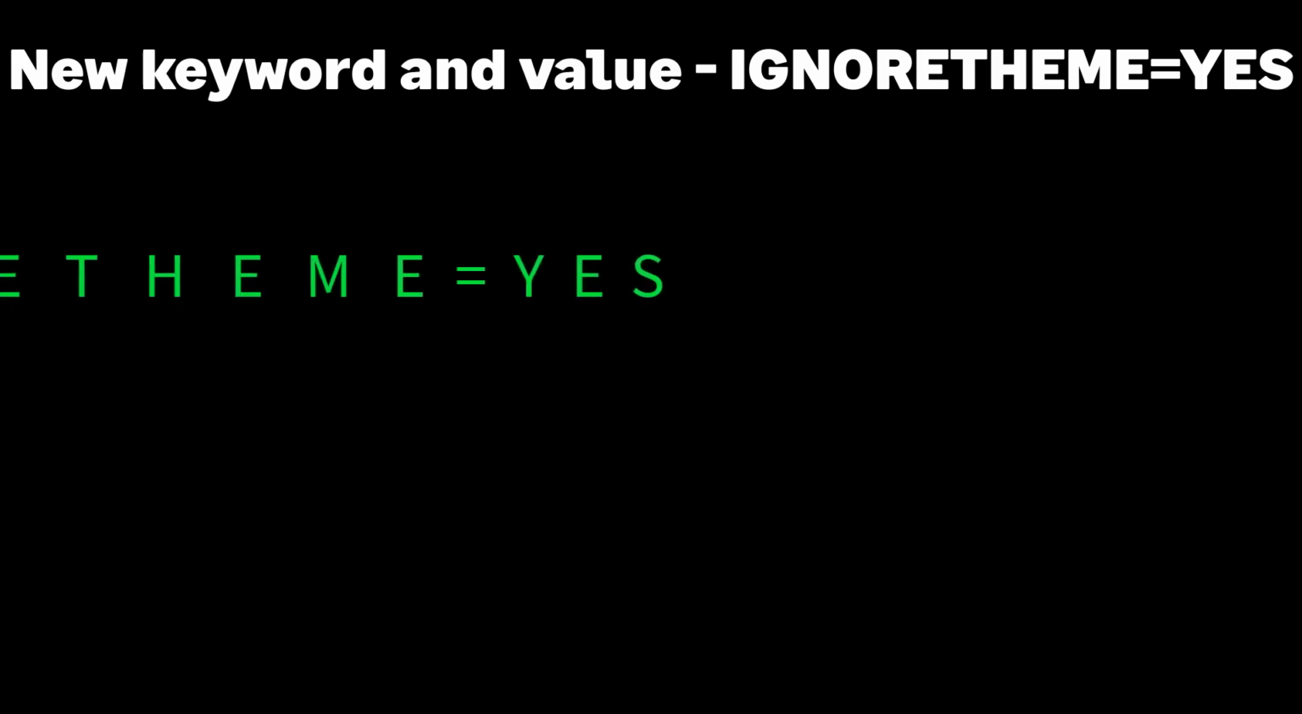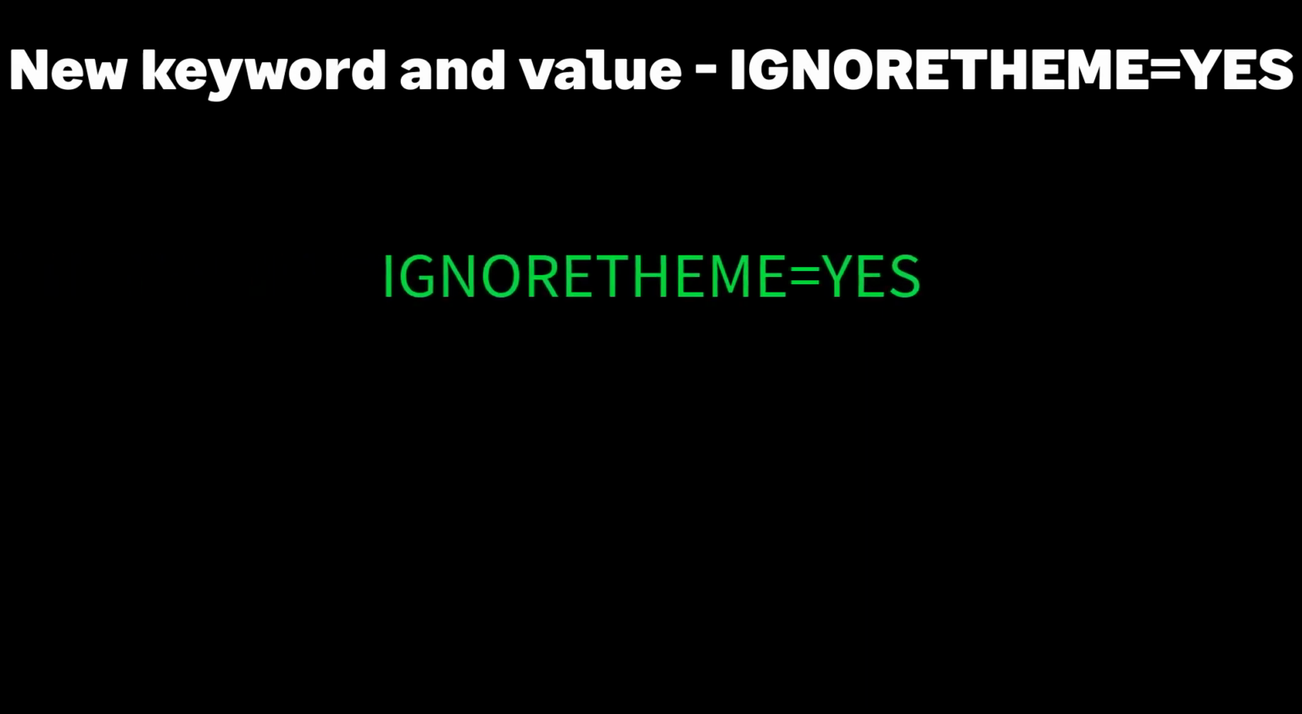A new keyword and value, ignore theme equal yes, is entered in the tag field to override the attribute assigned to a control by the current active theme. When this keyword and value are found, the attributes from the definition of the control in the library file will be used instead.